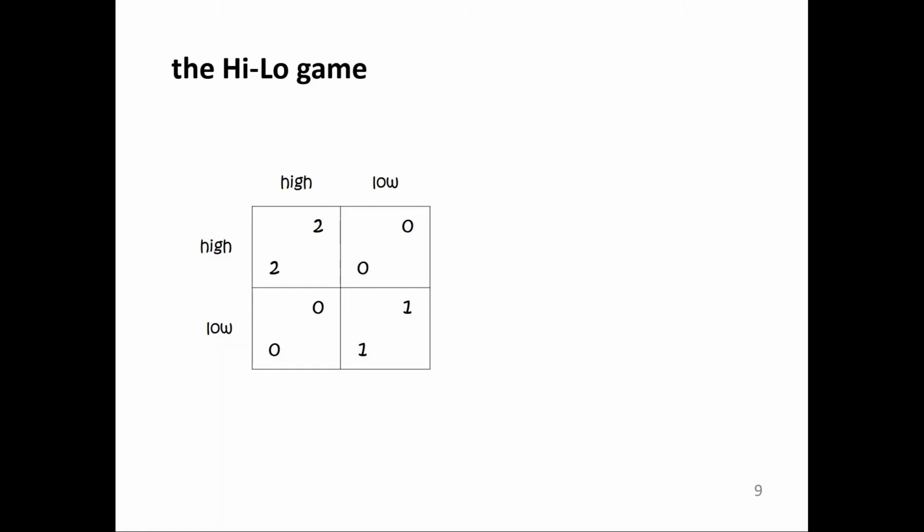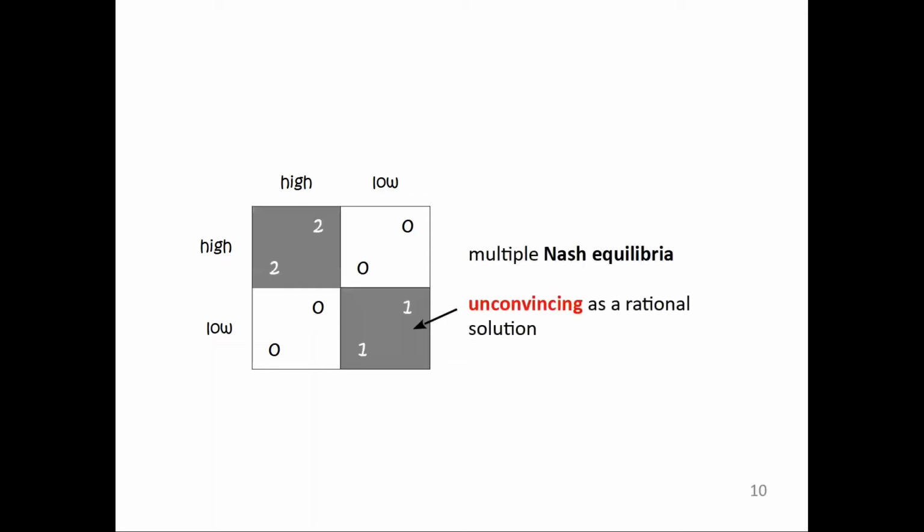But the best response reasoning fails to resolve this decision problem. All that it does is give a conditional recommendation. It says that if the other player chooses high, you should choose high. But if the other player chooses low, you should choose low. What it doesn't do is tell you what the other player will do, because it gives the other player the same conditional recommendation. Mutual choice of high and mutual choice of low both are Nash equilibria in this game. And as such, both are rational solutions.